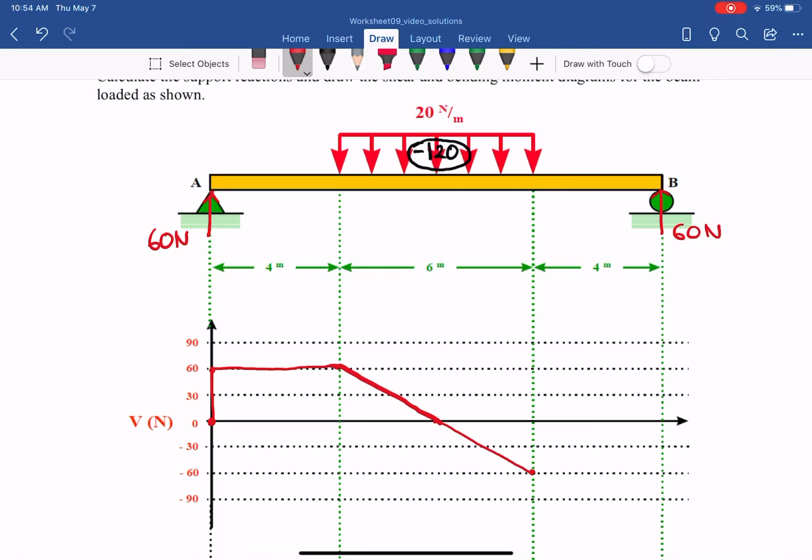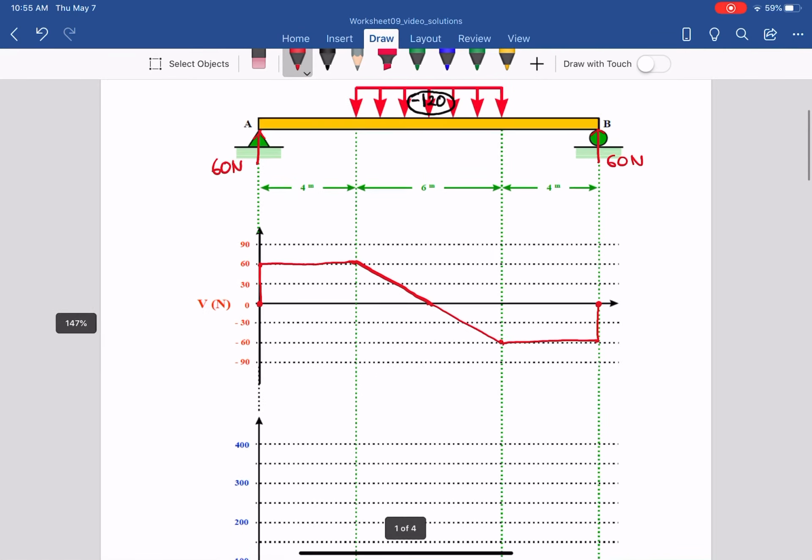And then after the distributed load, the remaining 4 meters have nothing, so you will have the same shear throughout, negative 60. And then the concentrated load, in this case the external load applied at B, 60 Newton up, so there is a discontinuity in the shear, 60 Newton moving up, so that it will be 0. So start at 0 and finish at 0. That's what you have for the shear diagram.